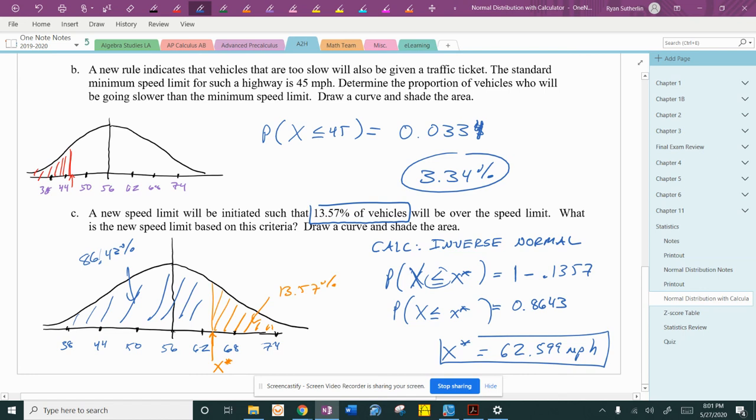So inverse normal is used when you're given the percentile and you've got to work backwards to find a value on the curve. So those are situations where you're going to use the calculator with normal distribution. Good luck working with this. I think you'll see it's pretty easy as you go forward.